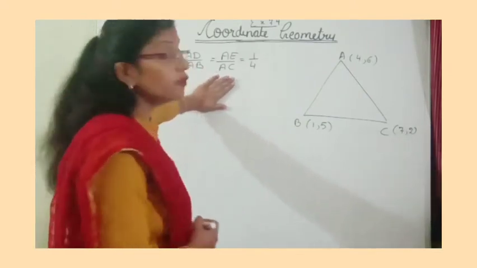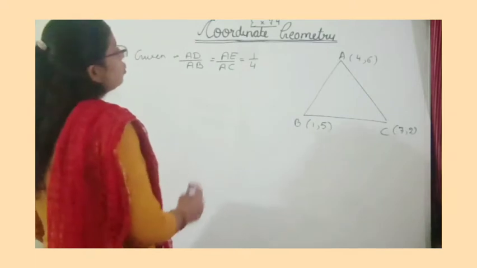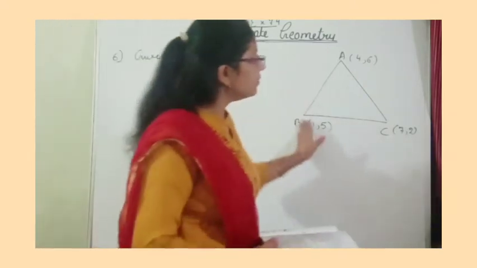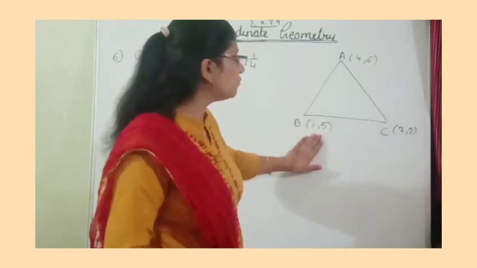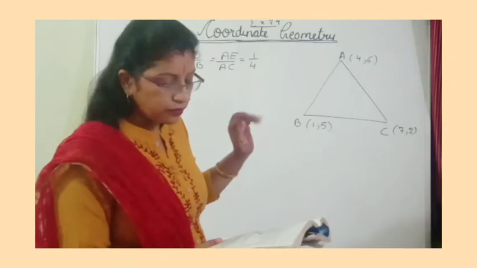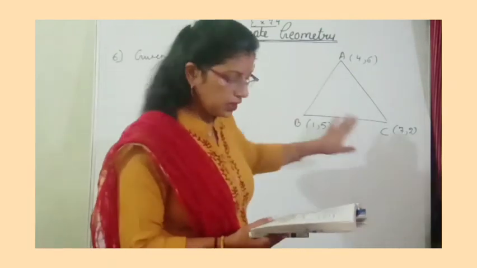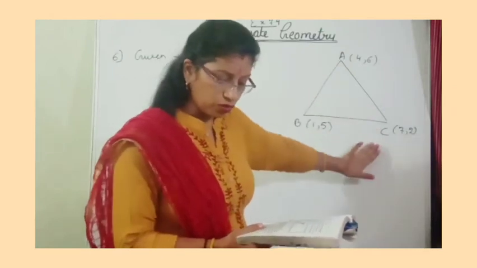So in this video we are going to start question number 6. You are given a triangle ABC whose coordinates are given to you: 4, 6, 1, 5 and 7, 2. So now the vertices of triangle ABC are 4, 6, 1, 5 and 7, 2.